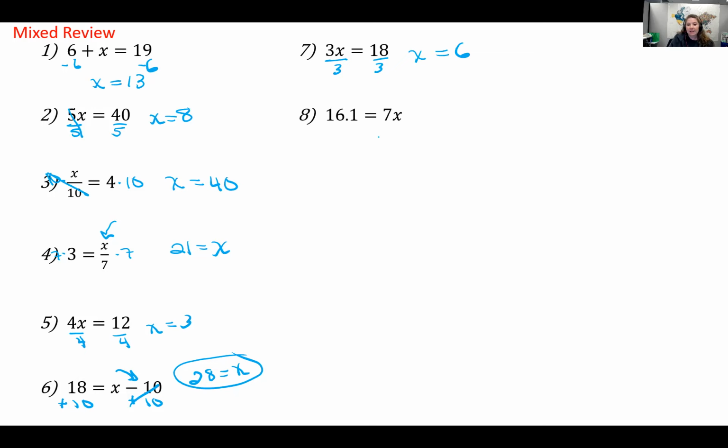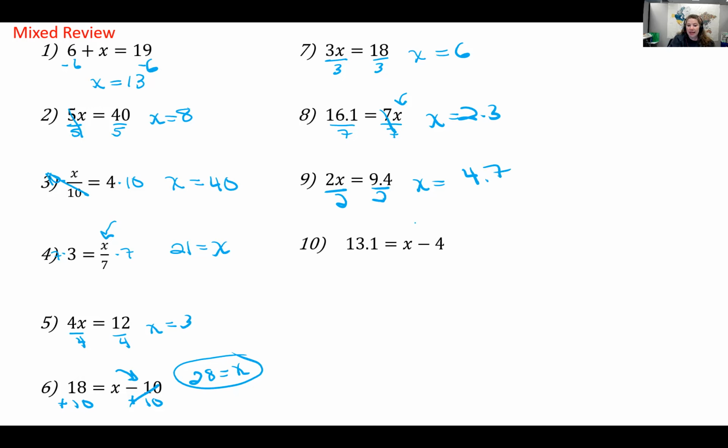Number 8, it's all right if we have decimals. We're going to do the same type of steps. So what is happening to our x? It's being multiplied by 7. So we're going to do the opposite. We're going to divide both sides by 7. And 16.1 divided by 7 is 2.3. Number 9, what's the opposite of multiplying by 2? I'm going to divide both sides by 2. So 9.4 divided by 2 is 4.7.